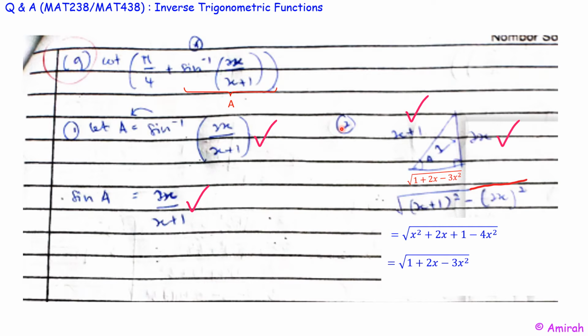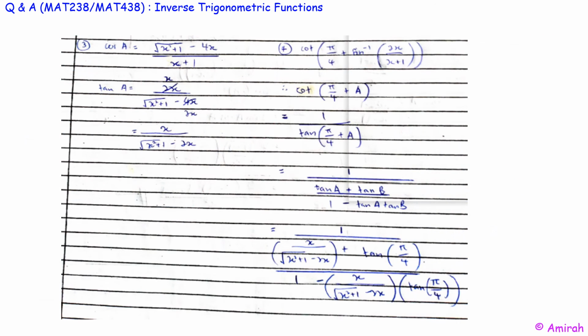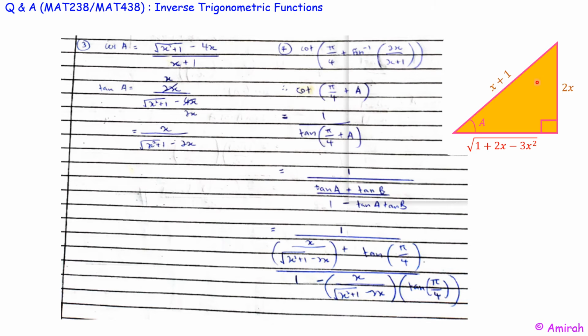So, step 2 kita dapat adjacent macam ni. 1 plus 2x minus 3x squared. And then kat luar ni ada square root. Right? Then, step 3, we need to find the other trigo ratios. So we recall back our right angle triangle with all three sides, opposite, adjacent, and hypotenuse. Okay. Since the question is asking about chord, and chord is related with tangent, so no need to find cos A. Okay. Tapi nak cari pun boleh juga.